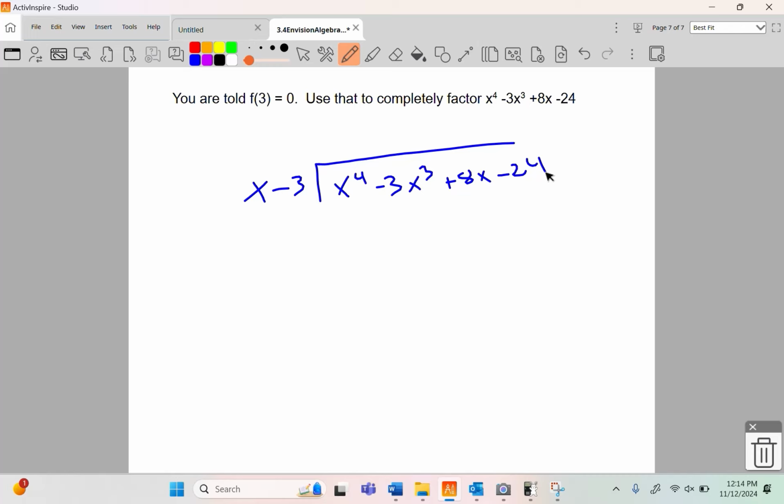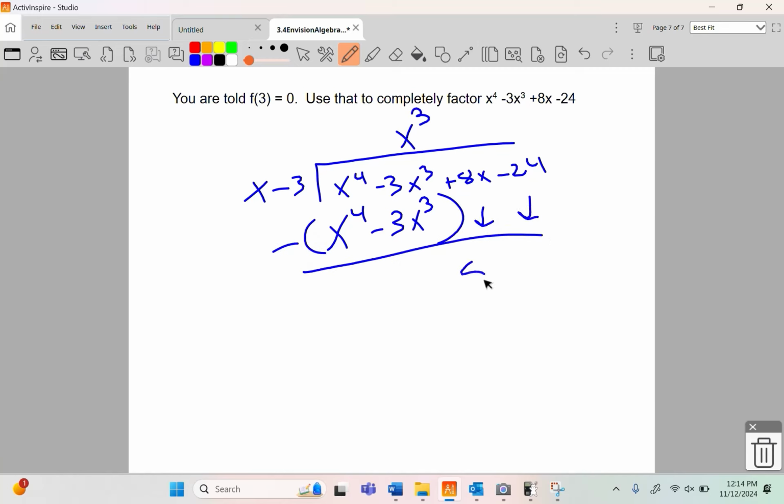Oh boy, it's almost go time. All right. Most of you figured out you need an x cubed. I'll give you x to the fourth minus 3x cubed. What happens? They cancel out. Drop down your 8x minus 24. What do you multiply x by to become 8x? 8. So there's two factors: x minus 3 times x cubed plus 8.